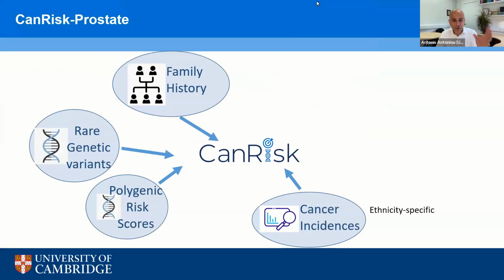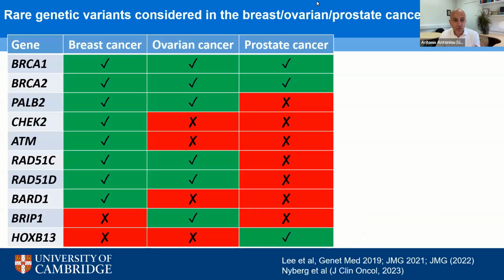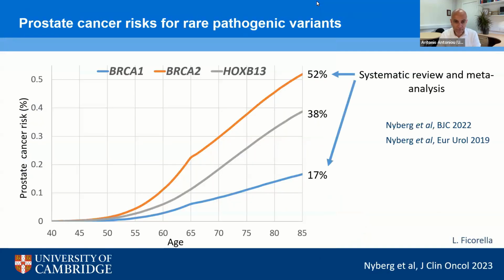So just to give you a brief overview of that model, the prediction here will be based on rare genetic variants, polygenic scores, family history, and the cancer incidences. We don't have established lifestyle or other epidemiological risk factors for prostate cancer at this stage. So the model includes the effects of BRCA2, HOXB13, BRCA1. We know more recently that variants in CHEK2 and ATM have been associated with prostate cancer risk as well, but these are in the pipeline. They will not be included in the first release.